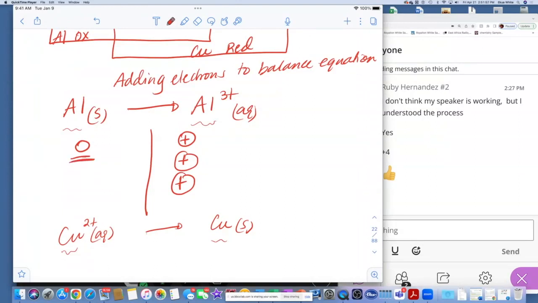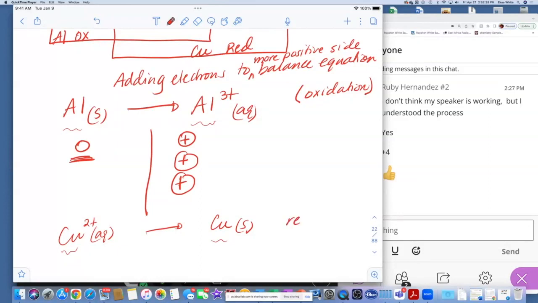Since the left side has 0, our goal is to make the right side 0 also, right? We tend to add electrons to the more positive side. So I should say add electrons to more positive side. I forgot to say here, this is oxidation. One of the definitions we said of oxidation is you have electrons on the product side. So when we're adding electrons, they should go on the product side.